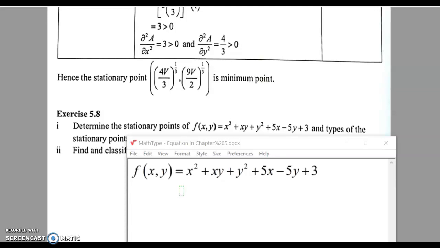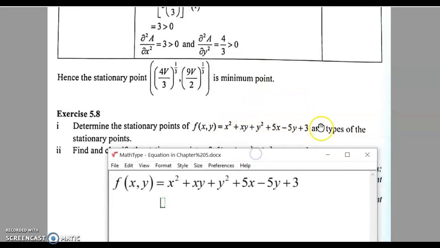Okay, now we have learned the steps in finding stationary points and using a Hessian function to find the nature of the stationary points. Let's try to apply it again in exercise 5.8, by finding the stationary point for these functions and also determining the types of these stationary points by using, of course, the Hessian function.